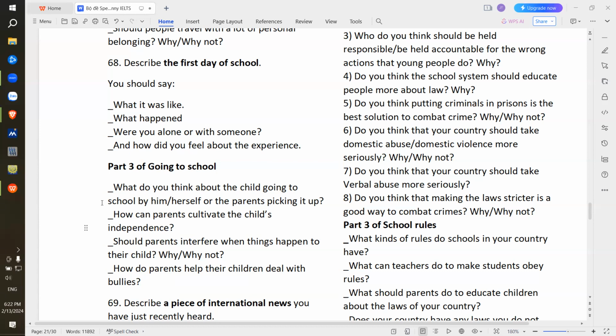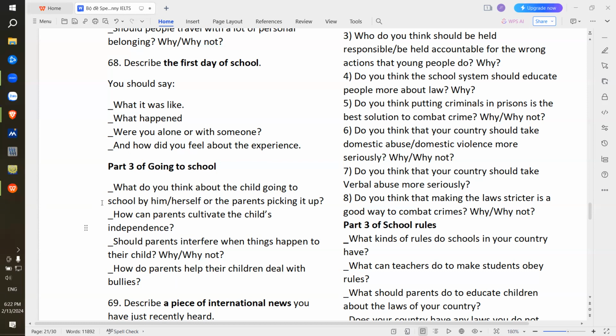However, when they get older, in high school, from 12 or 15, the children can go to school by themselves.